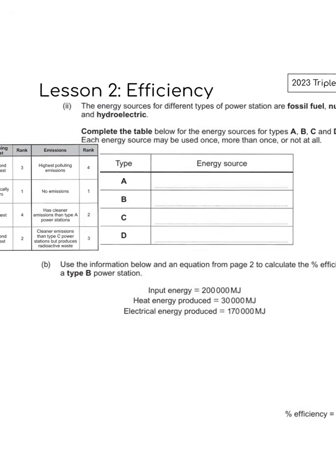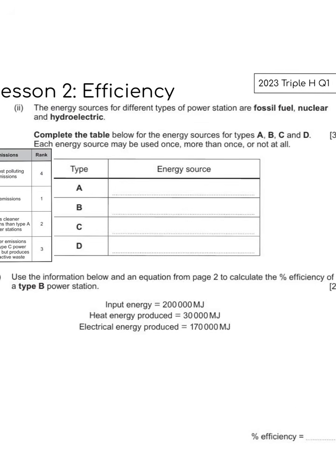And moving on to the next page, we're still going to use that information, but now we've been told that they represent fossil fuel, nuclear, and hydroelectric. So there's only 3 power stations there, but we have got 4 different power stations. So we're going to need to use one of them at least twice, but it does say we could use each of them once, more than once, or not at all.